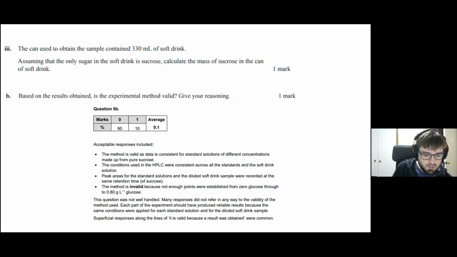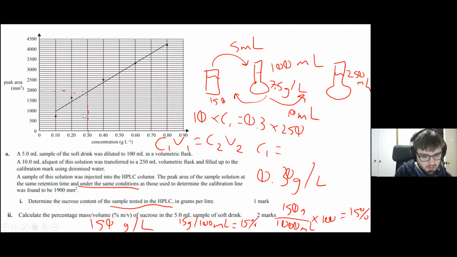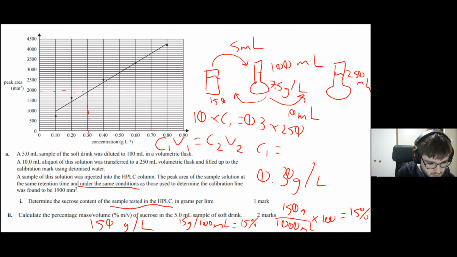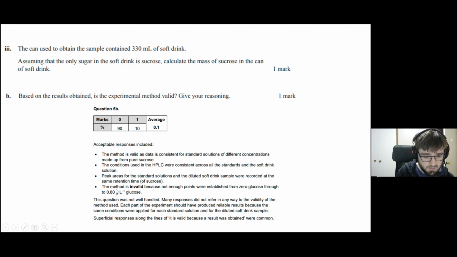Conditions used in HPLC were consistent across all the standards and the soft drink solution. As I said, they do say here that the sample solution, the peak areas were measured under the same conditions. So they did that, I guess. The peak areas for the standard solutions of the diluted soft drink sample were recorded at the same retention time. Again, I suppose they're saying because they say it's here, it's the same thing. It's just they said things are the same, so therefore it's valid.